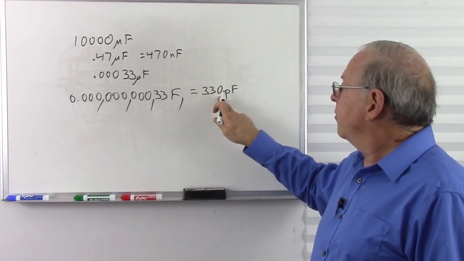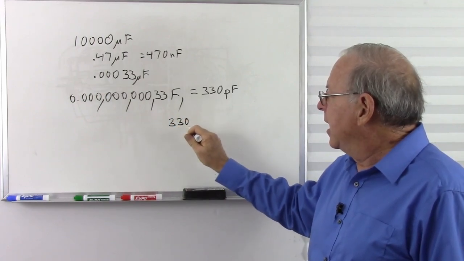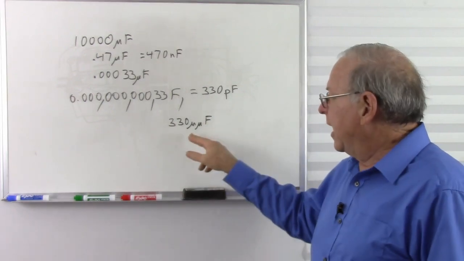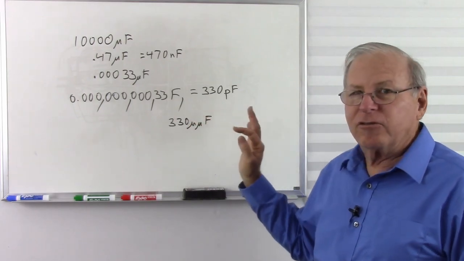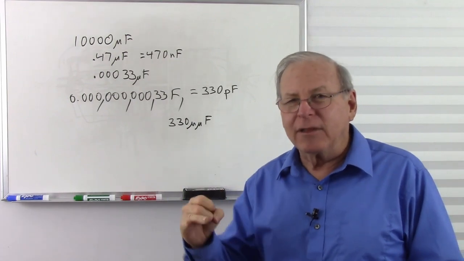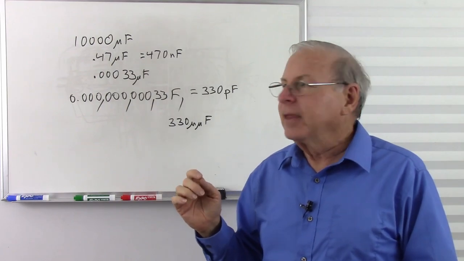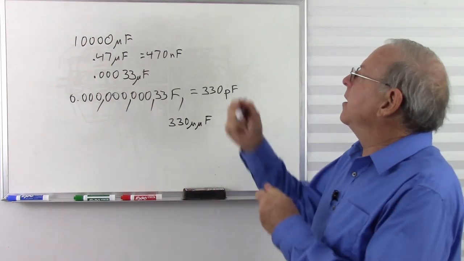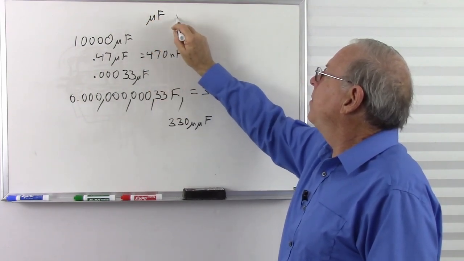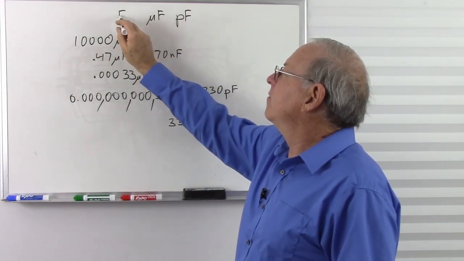So this 330 picofarad capacitor would have been labeled as a 330 microfarad. So this is something that hasn't been used in quite a few years, but you still might find it here and there. So a microfarad, a 1/1000000th of a farad, microfarad, today would be called a picofarad. And so capacitors tend to be labeled in microfarads or picofarads, and if they're really, really big, they might be labeled as farads.